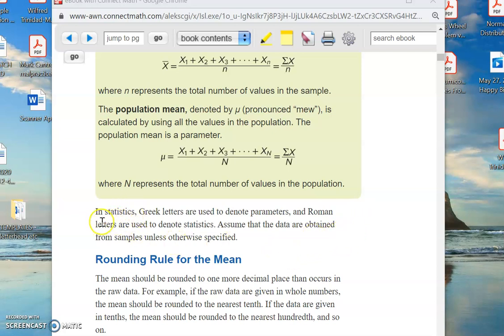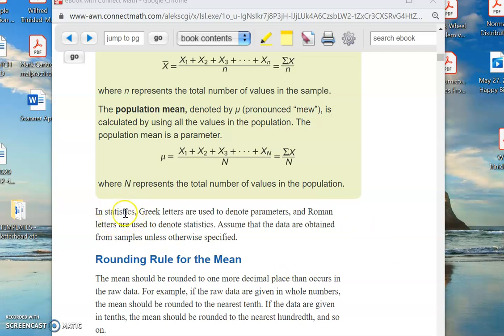So here's what he says. In statistics, Greek letters are used to denote parameters. Roman letters are used to denote statistics. What in the world's going on here? How come you're using the word statistic here and the word statistic here? Does it mean the same thing? No, it does not. And that's why I said before, it can be very confusing if you don't know about this ahead of time.